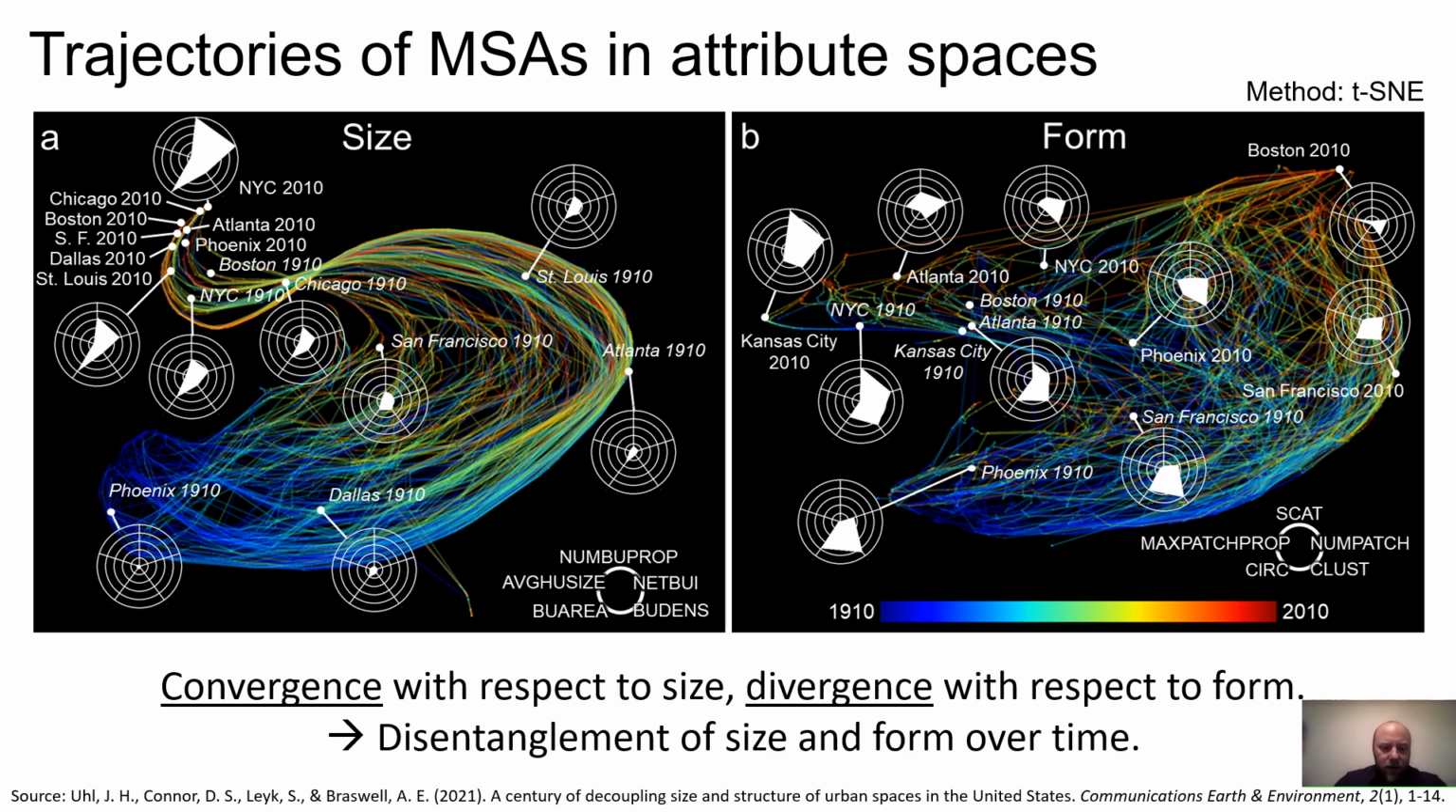You can see the reference down here. It's called a century of decoupling size and structure of urban spaces in the US. And this visualization is a core part of this publication. Again, we use TSNE as a dimensionality reduction method to visualize multivariate time series. Other people have done similar things.